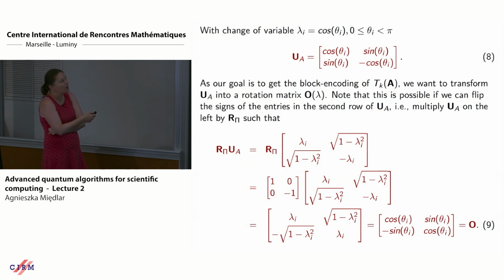What matrix R pi do I have to apply to it such that I get my rotation matrix O? Well, it turns out that I have to apply a matrix of that form. So if I do it, I will get my rotation. Using the R and the block encoding of the matrix, I can get my rotation matrix. This is 2 by 2, but the idea is more general, we will see it.